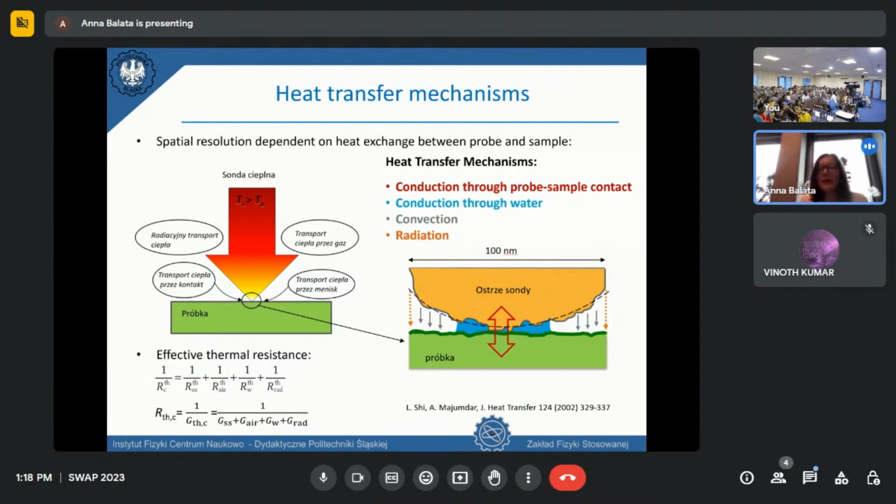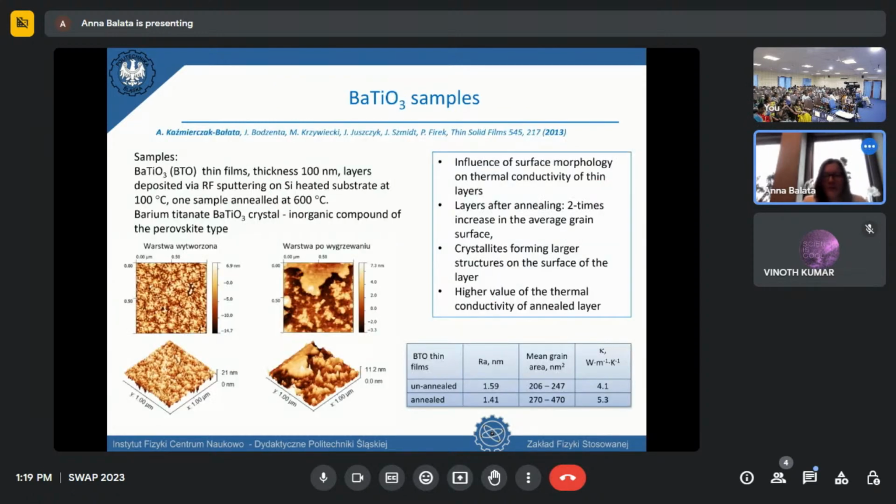And there is no simple theory which allows for description of this interaction. So we use some electrical analogs. We describe this interaction in the form of effective thermal resistance of this contact. And we see here the so-called resistors, corresponding to the solid interaction, interaction through air, interaction through water, and through radiation. And we can rewrite it as a thermal conductance. So we can sum thermal conductances describing each of these channels. And this is the method I used in my measurements.